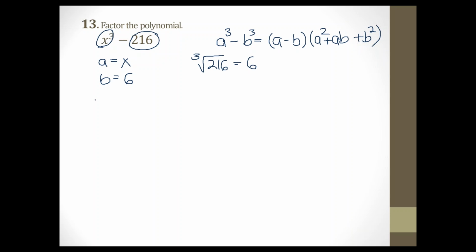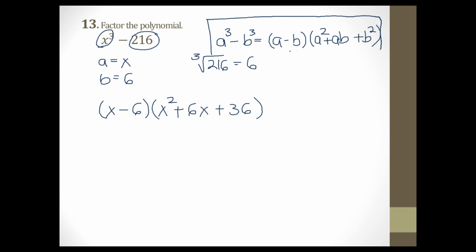Alright, now we're ready to plug it in, and we're starting with our a, so x, minus our b, which is 6, and then a squared, so x squared, plus a times b, which is x times 6, or 6x, and then plus b squared, so 6 squared, which is 6 times 6, so 36. So there's not really any major calculation involved. You just need to memorize this formula. And you could either have one of these on your final exam. This would be the difference of cubes.